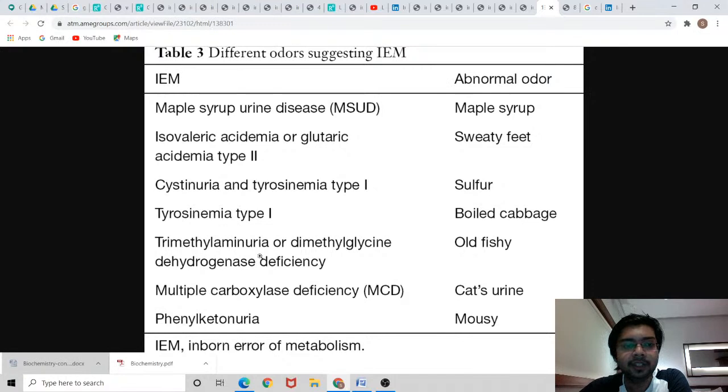Okay, old fish in trimethylaminuria. And in multiple carboxylase deficiency you will get a cat's urine odor. In phenylketonuria, you all know it is mousy odor.